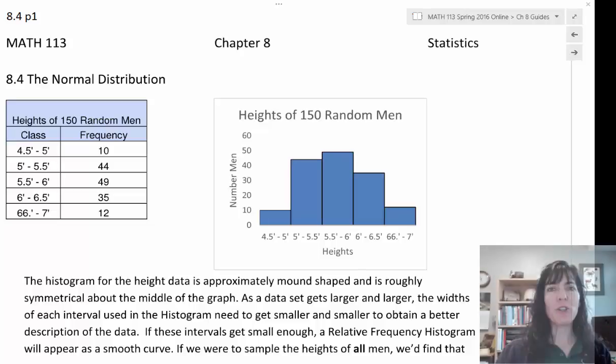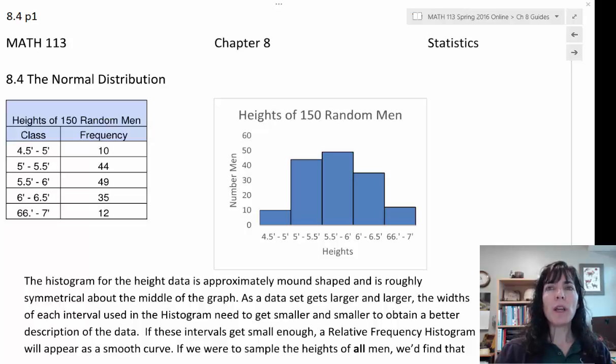The normal distribution. We have already looked at the mean, the median, the mode, the range, and the standard deviation, which are all measures of data and where the center is and how spread out the data is. We've looked at symmetric mound-shaped distributions. If you want to go back and look at that, on page 50 in your video guides, it's a great idea.